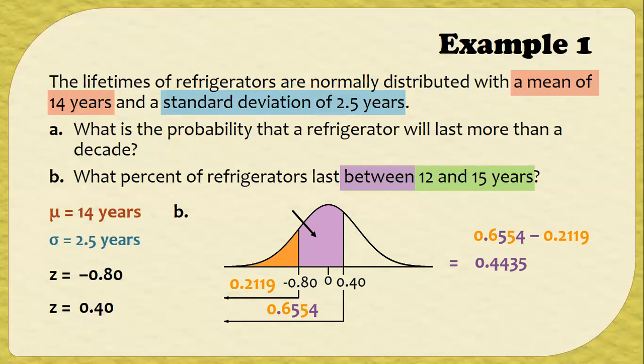Lastly, before I box that in as my answer, I want to double check the format that they want my answer in. So it says what percent of refrigerators. Because they want a percentage, I have to change my answer into a percent. So 0.4435, I'm going to move that decimal point 2 spots to the right to get 44.35%. And then that's the answer that I'm going to include.